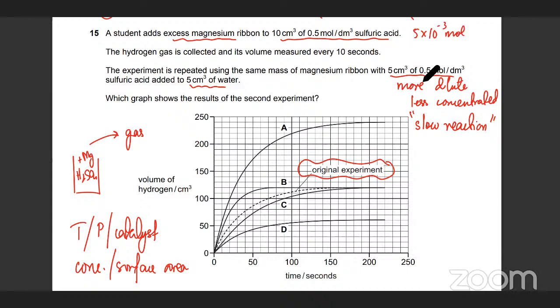अच्छा, how many moles do you have over here? It's 5 cm cube or 0.5 mole per dm cube sulfuric acid, जिसके अंदर बाद में water add किया है to dilute it. But how many moles do you have? 5 into 0.5, that's 2.5 into 10 power minus 3.